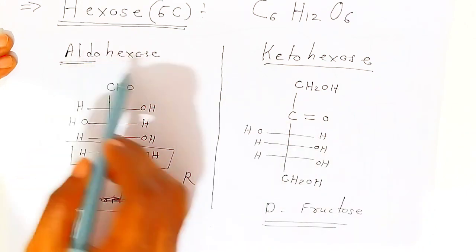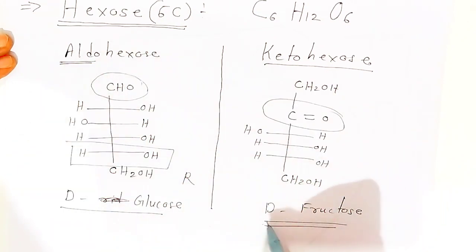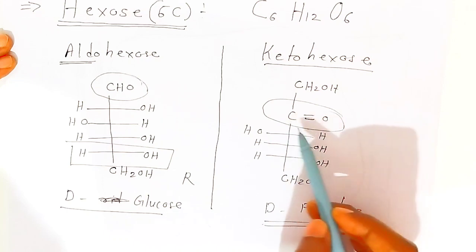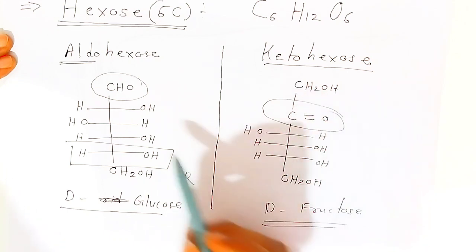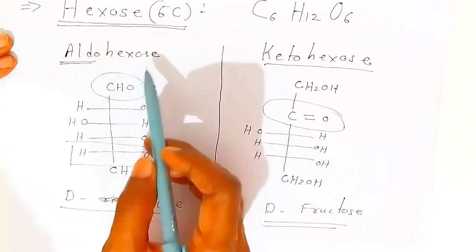Understanding, students, why this is aldo? Because of the aldehyde group. Why is it ketohexose? Because of this ketone group. Understanding. So D-fructose will contain a ketonic group. Which type of carbonyl group? A ketonic type of carbonyl group is present. Here the carbonyl group is also present, but it is present in aldehyde form. That is called aldohexose.